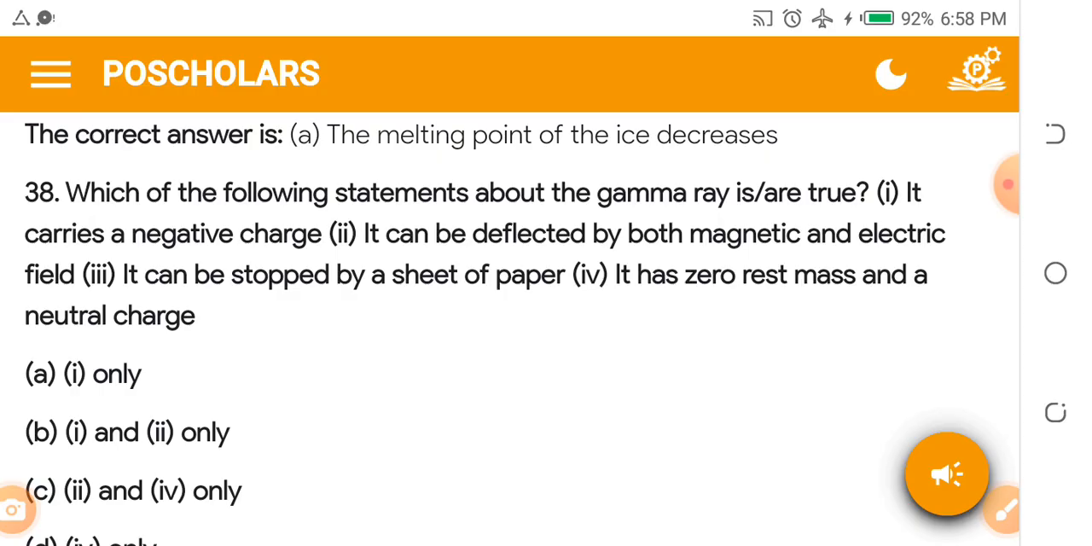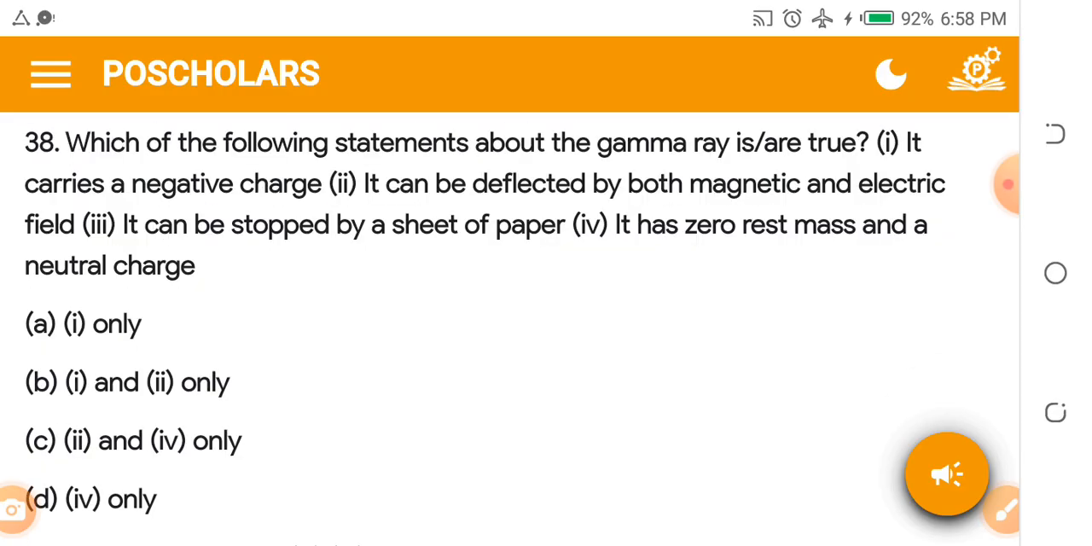Okay, 38 is a bit complex, but I need you to pay attention. Which of the following statements about gamma rays is or are true? They will give you 4. I. It carries a negative energy. II. It can be deflected by both magnetic and electric fields. III. It can be stopped by a sheet of paper. IV. It has 0 rest mass and a neutral charge.